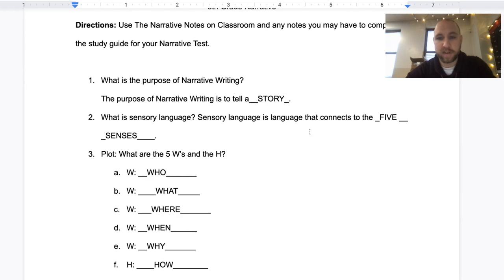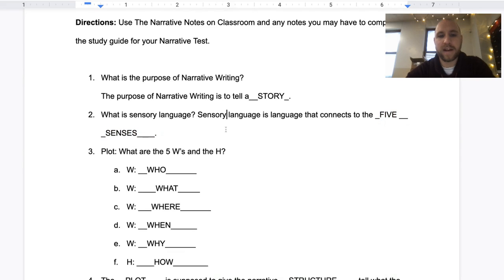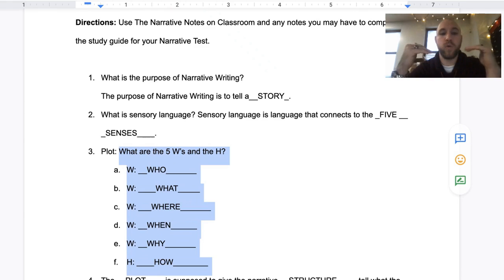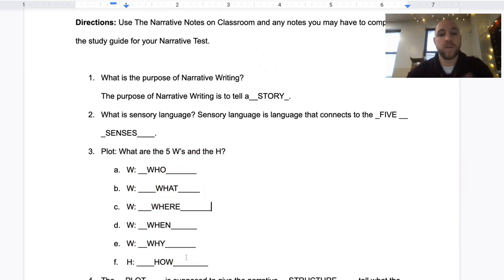Here you can see we talk about sensory language, which involves the 5 senses. And I asked you about plot. Plot gives your story structure. Plot covers these 6 questions: who, what, where, when, why, and how. Every plot should cover all of those things. If we don't know where something happens, when something happens, or why something's happening, we as the readers get confused. So you want to make sure that your plot covers all 6 of these questions.